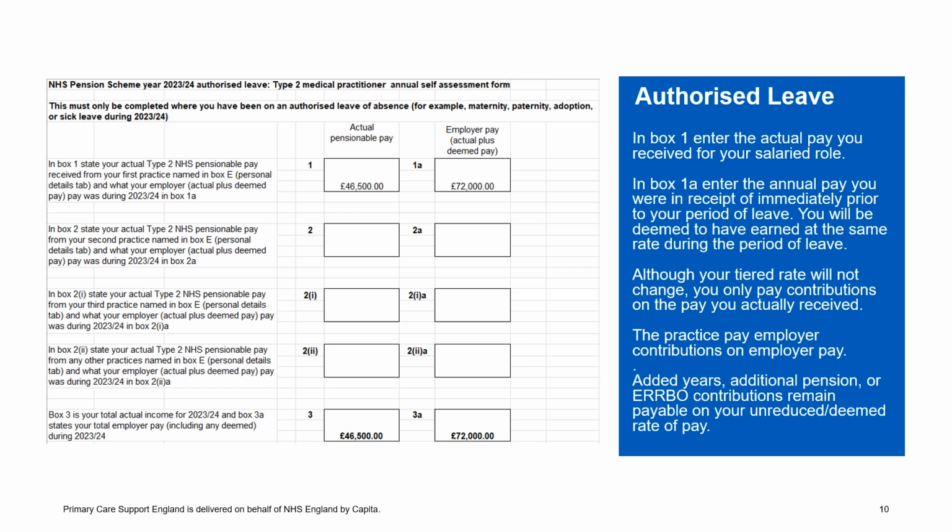So in this example, our GP had an annual income of £72,000 before they had their period of authorised leave. So the tier rate for the year is calculated based on that £72,000, but the actual pay that they took home was £46,500. So their employee contributions will be calculated based on the tier rate that matches £72,000, but multiplied by the 46,500.